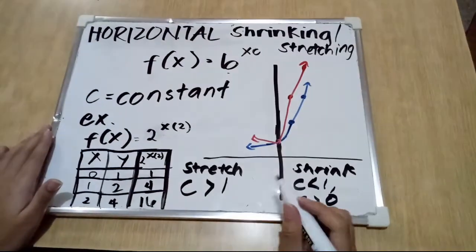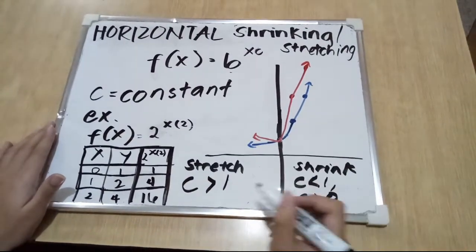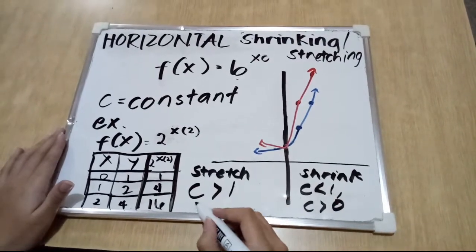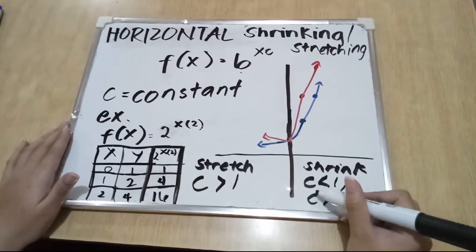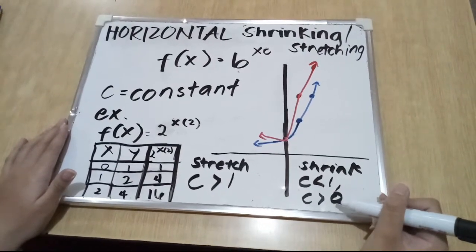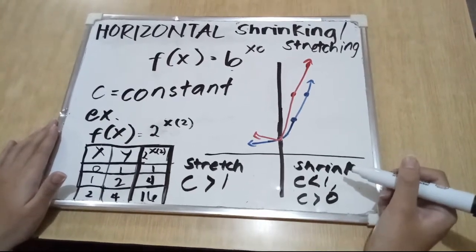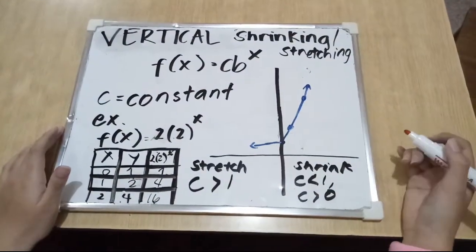So the difference between horizontal stretching and horizontal shrinking is the constant. In stretching, the constant is always greater than 1. But in shrinking, the constant is less than 1 but is greater than 0, which means the answer must be a fraction. And now let's proceed to vertical shrinking and stretching.